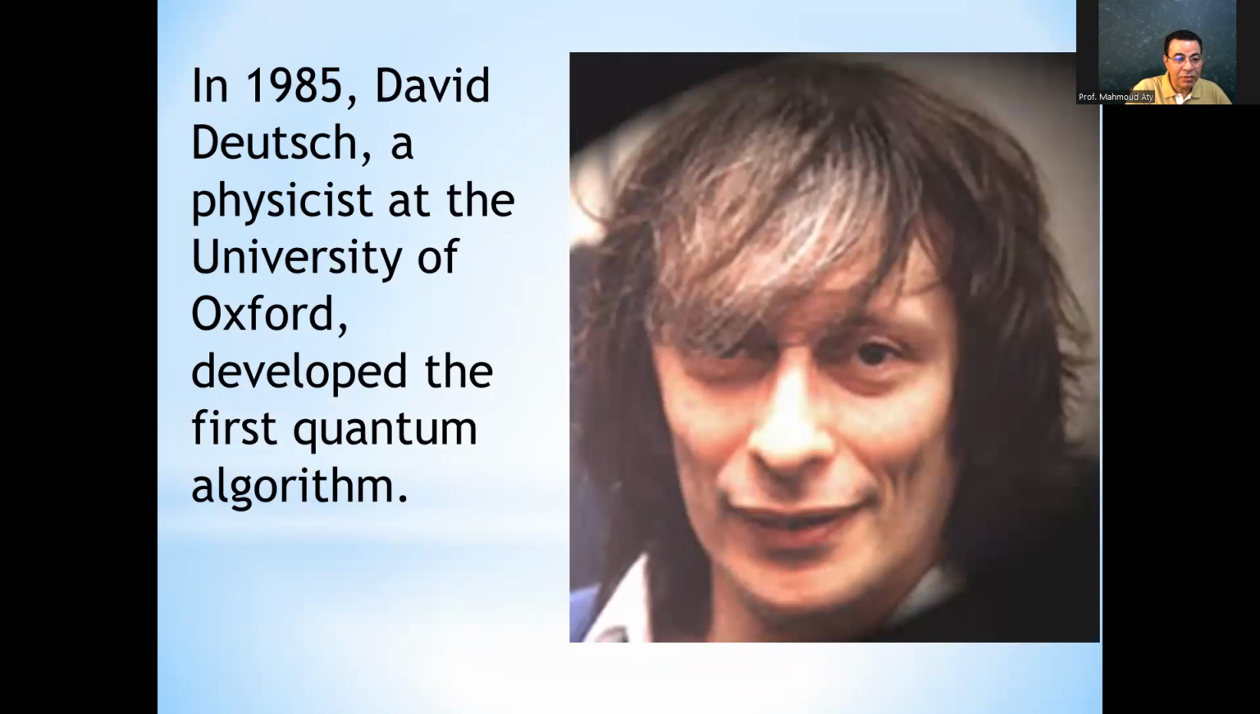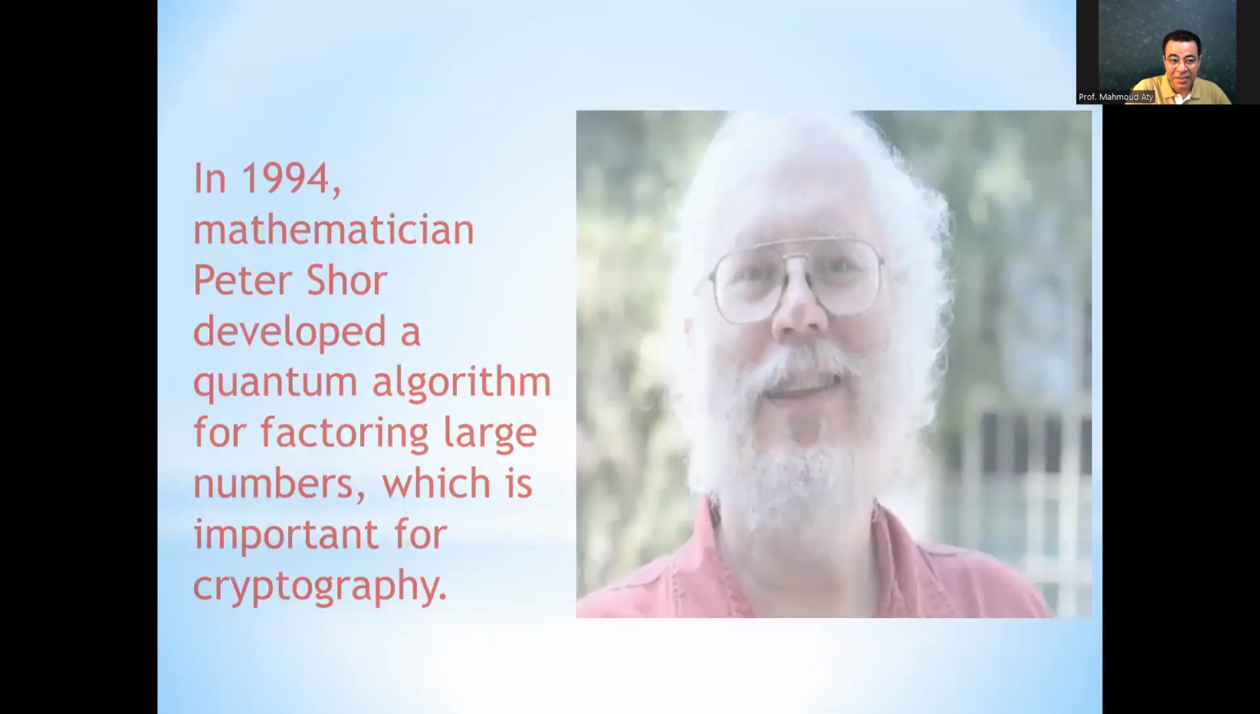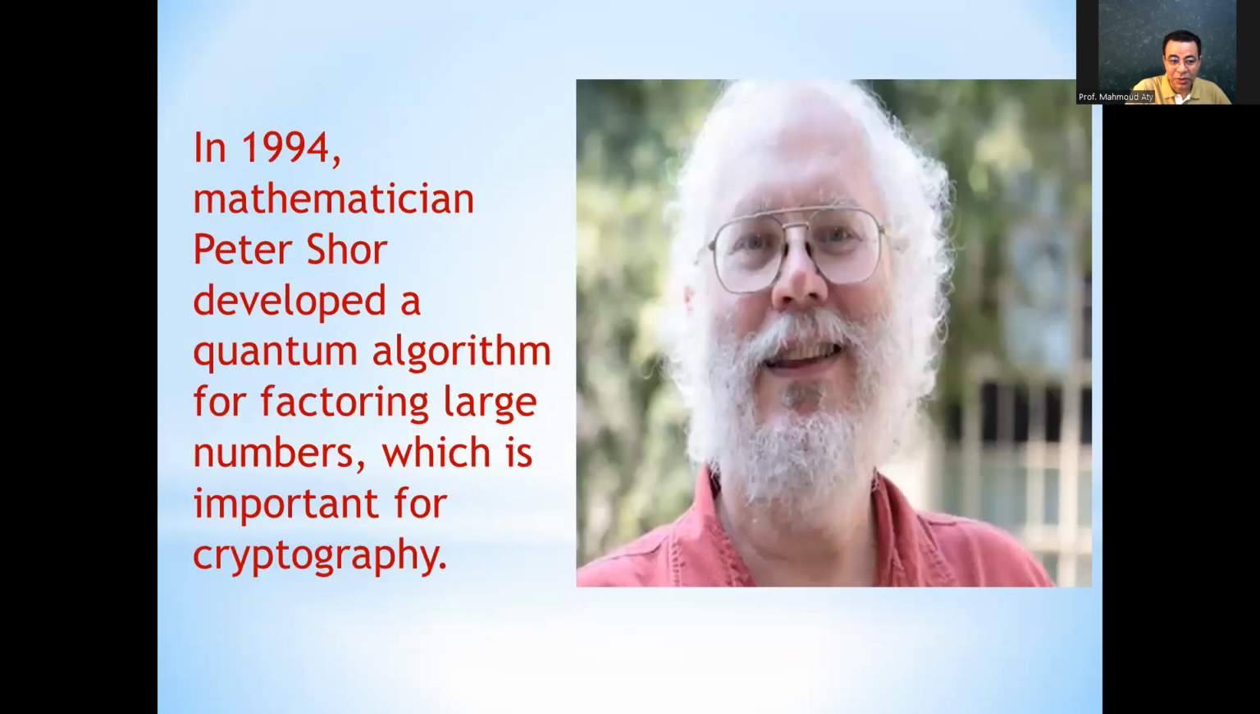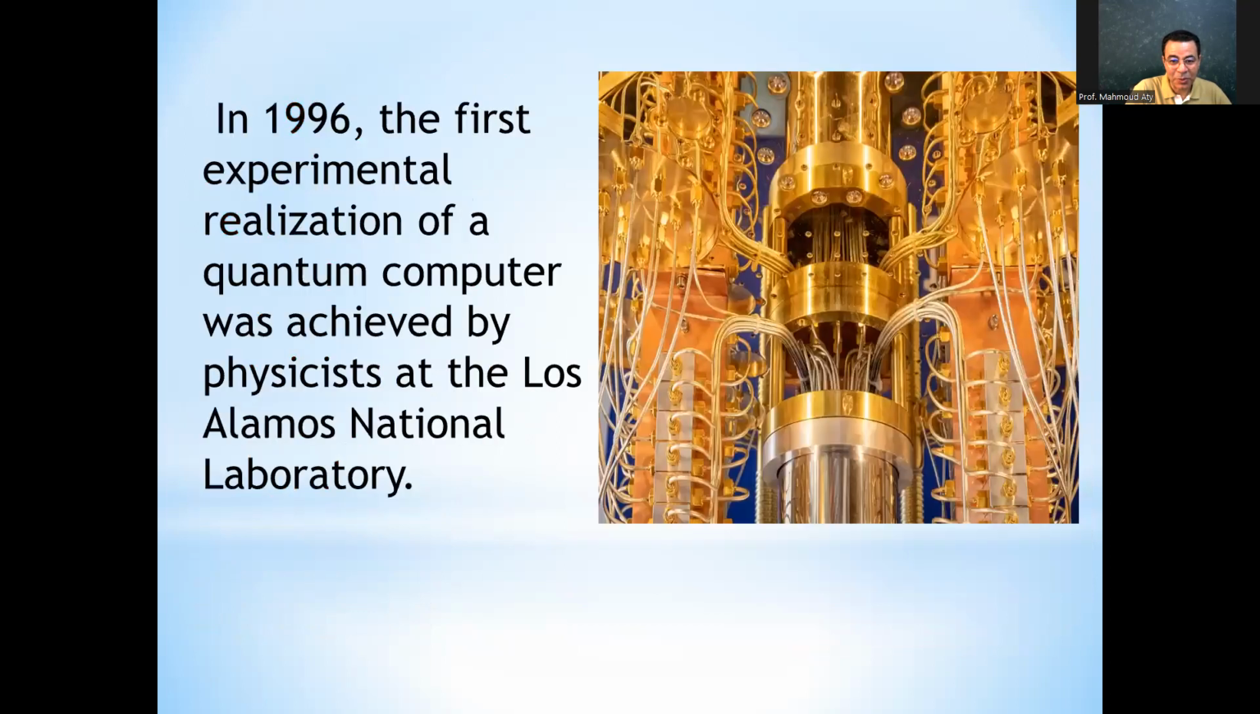In 1985, David Deutsch at the University of Oxford developed the first quantum algorithm. And then in 1994, Peter Shor developed a quantum algorithm for factoring large numbers, which is important for cryptography. And he also added some new directions to understand the use of quantum in the real world, especially in computers.